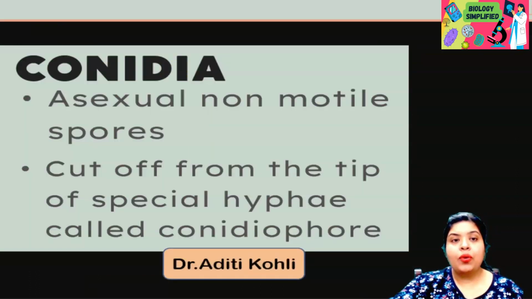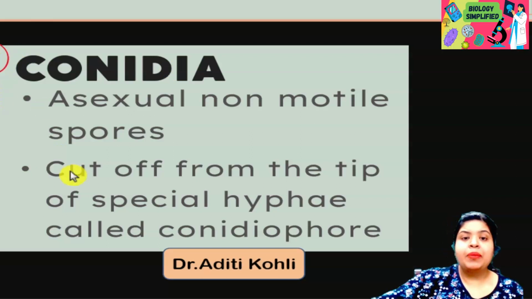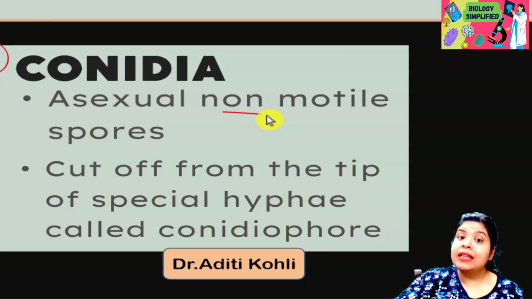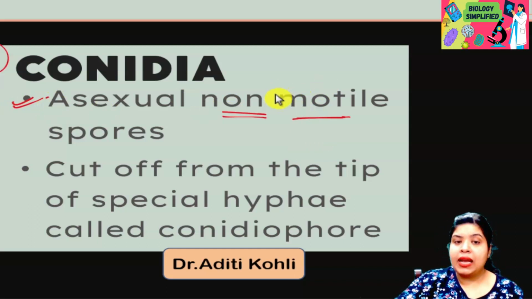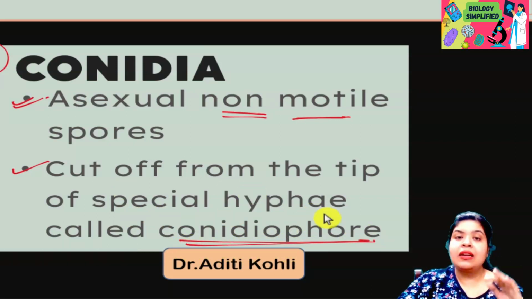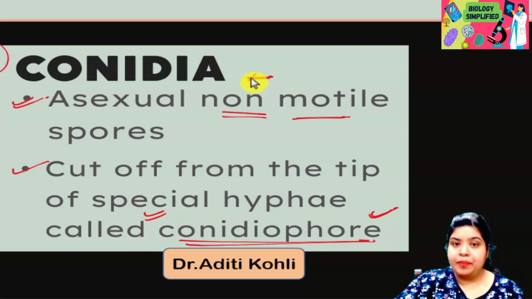Now next is Conidia, the second type. They are asexual spores, and they are non-motile. Remember, zoospores are motile spores, but Conidia are non-motile spores. They do not have flagella and therefore they are non-motile. They are cut off from the tip of special hyphae called conidiophores. So they are cut off from the tip of the conidiophore, the hyphae tip, and they are called Conidia.